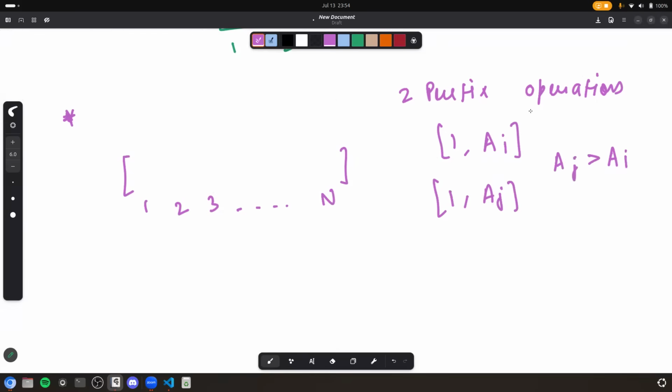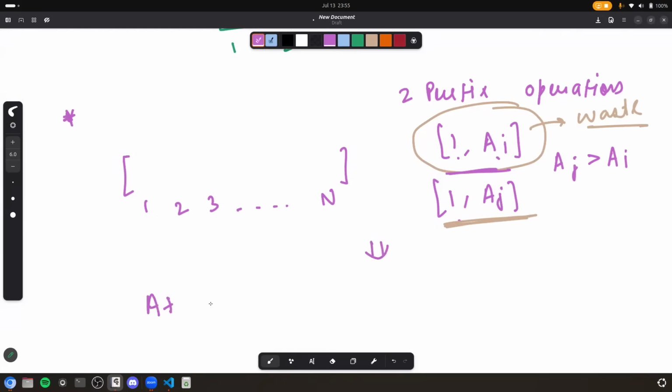So this operation would be just a waste. Using this operation would be a waste because when I do use this operation, all 1 to ai get marked, and when I do this operation, all 1 to aj get marked. So basically, if I'm doing this operation, then doing this operation would be a waste. So therefore, we can prove from this that at max, only one prefix operation is made.